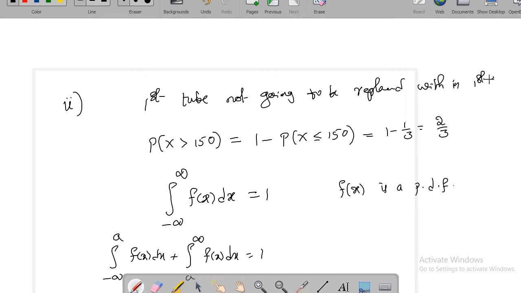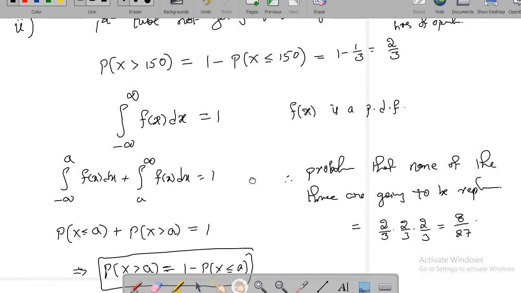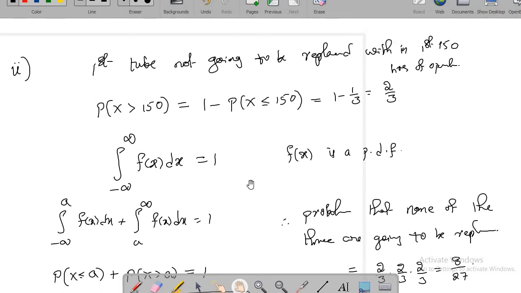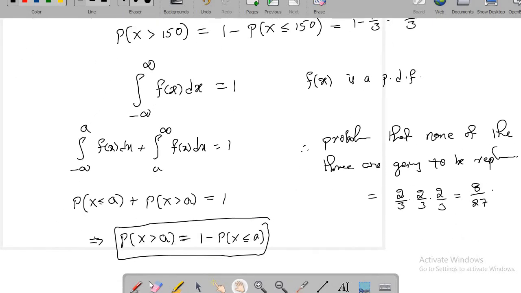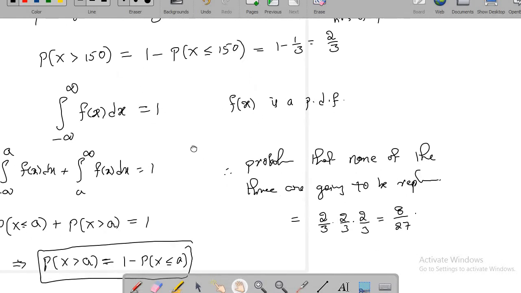Within first 150 hours of operation. So here probability that x greater than 150 can be written as 1 minus probability that x less than or equal to 150. Why? Because here you can see the justification. This is the property of the probability density function, and using it we express this way, right? So finally we calculated what is probability that x greater than 150.